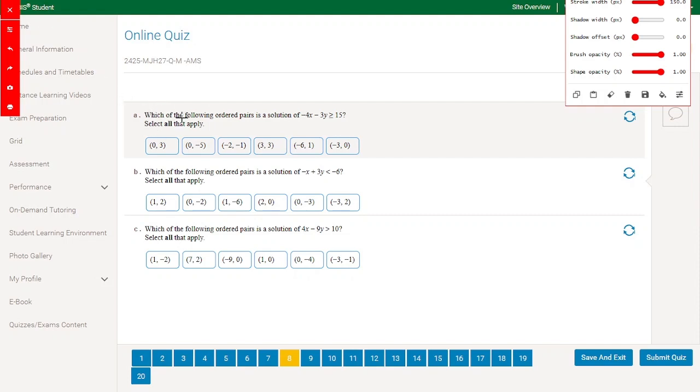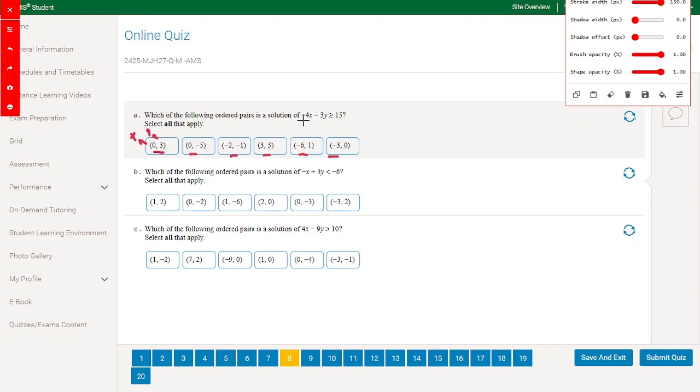Which of the following ordered pairs is a solution of minus 4x minus 3y greater than or equal to 15? So we have these ordered pairs. All we have to do is take these pairs and substitute in the equation and see if the inequality, or the statement, will be true or false. For example, we'll take the first point, which is 0 and 3. X is 0 and y is 3. So we'll substitute in the equation here.